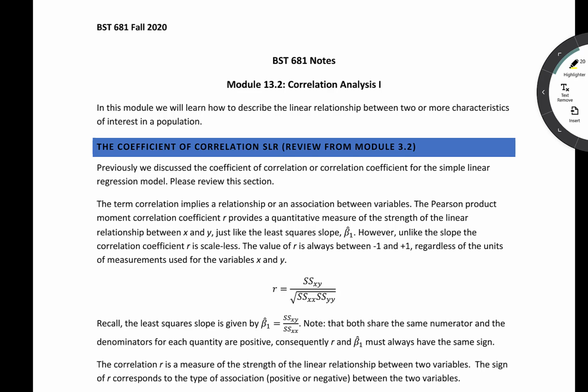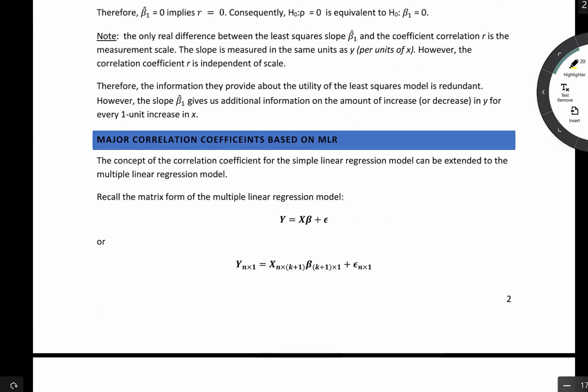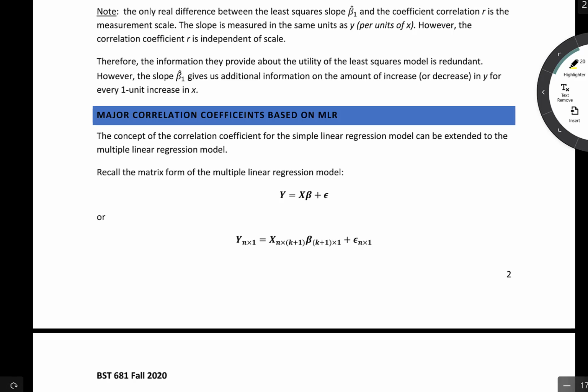So the first thing I'd like you to do is to review this section right here, the coefficient of correlation from simple linear regression. This is a review from module 3.2. You're going to read all through this section just as a review. So go ahead and pause the video, and then when you come back, we'll talk about the major correlation coefficient based on the multiple linear regression model.